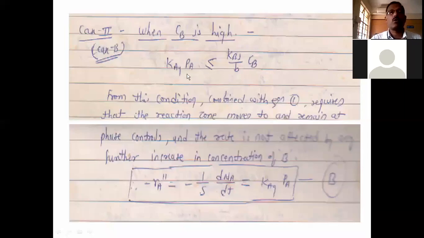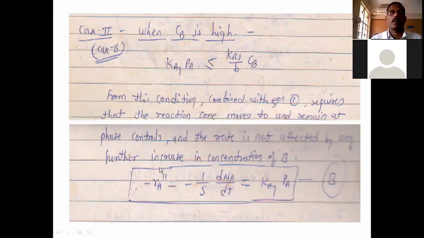So A diffuses only through the gas film, and the gas film is the controlling step. When the reaction plane moves to the interface, A enters the liquid at the interface and reacts immediately with component B, and the product is formed. So A does not enter the liquid film. At the interface it reacts and the product is formed. So the gas film is the only resistance, and the gas film is the resistance controlling step when B is very high. Remember this.